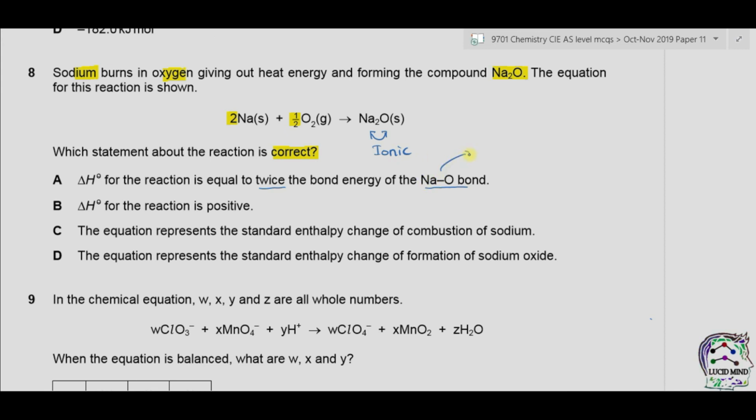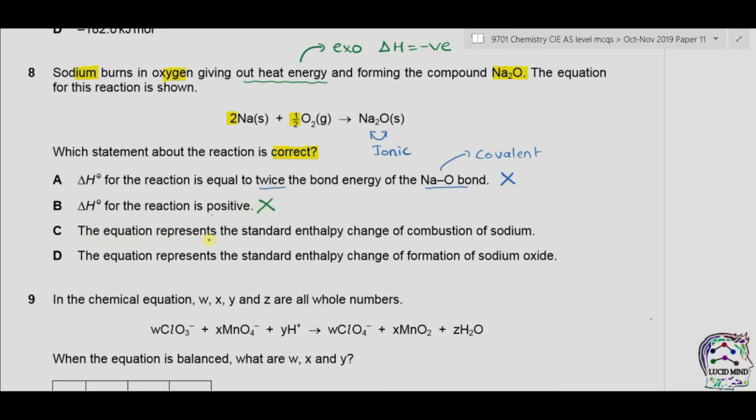While here they have shown covalent bond. So therefore A is incorrect. B. Enthalpy change for the reaction is positive. As we can see in the reaction that the heat energy is given out, so it means that it is exothermic reaction. So for exothermic reaction, the enthalpy change is always negative. It is not positive, so B is also incorrect.